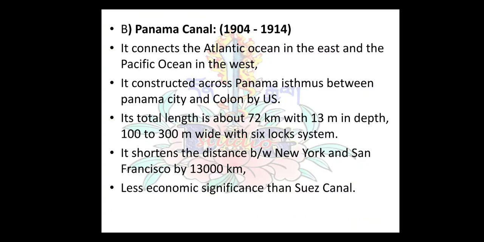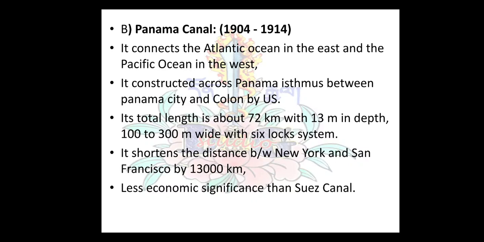Even though this canal is in Panama, it was constructed by the USA in order to connect the eastern coast and the western coast of the USA. The total length of this canal is 72 kilometer, with a depth of 13 meter. The width of this canal is 100 to 300 meter. It has 6 lock systems. Here lock system we can say gear system.